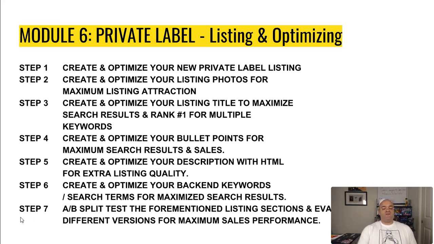Step 4, you're going to create and optimize your bullet points for maximum search results and sales. Step 5, you're going to create and optimize your description using HTML for extra listing quality. Step 6, you're going to create and optimize your backend keywords / search terms to maximize search results. Step 7, you're going to do A and B split testing on the aforementioned listing sections, and evaluate different versions for maximum sales performance.